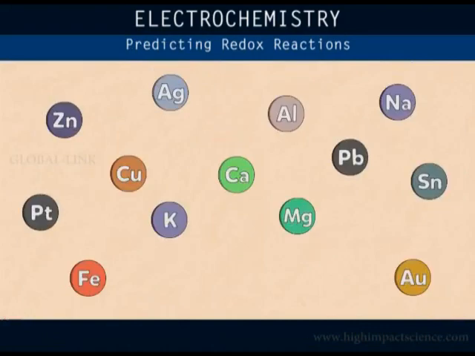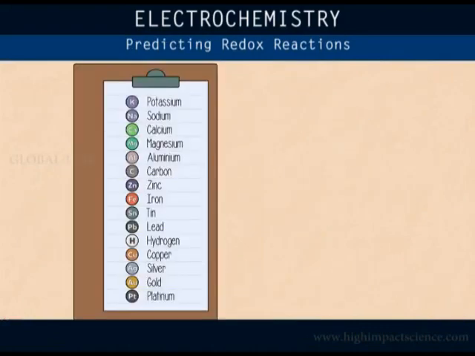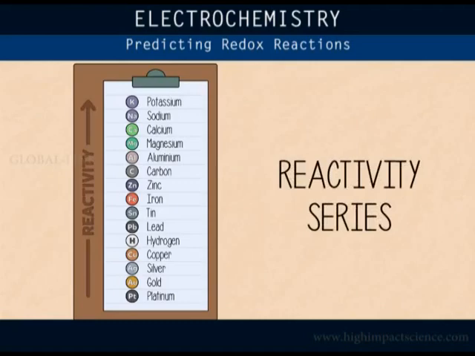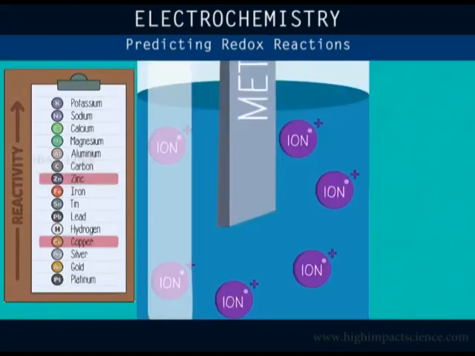Generally, a more reactive metal will displace a less reactive one. This reactivity series helps us predict whether a redox reaction will occur. When a metal higher in the reactivity series is mixed with ions of a metal lower in the series, the atoms of the more reactive metal will push their electrons onto the ions of the less reactive metal.